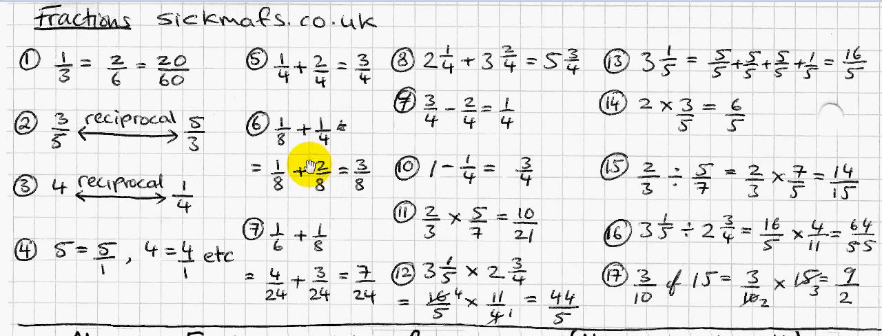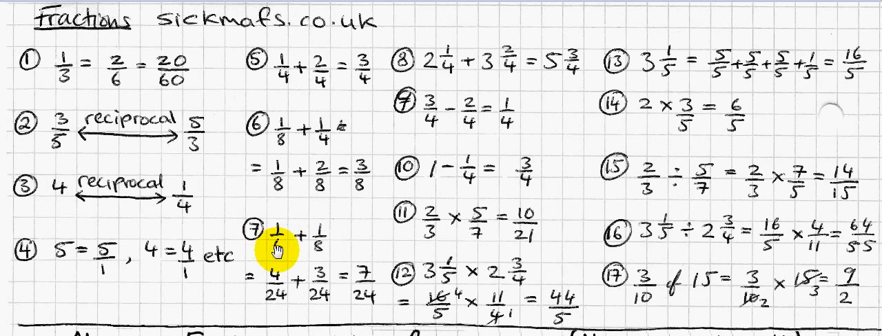And now I've got an easily addable fraction. Because you've got 1/8 there, you've got 2/8 there. 1/8 plus 2/8 is 3/8. Very simple to do. So I changed this slightly complicated question into this very easy question. So the answer, 3/8, is the answer to 1/8 plus 1/4.